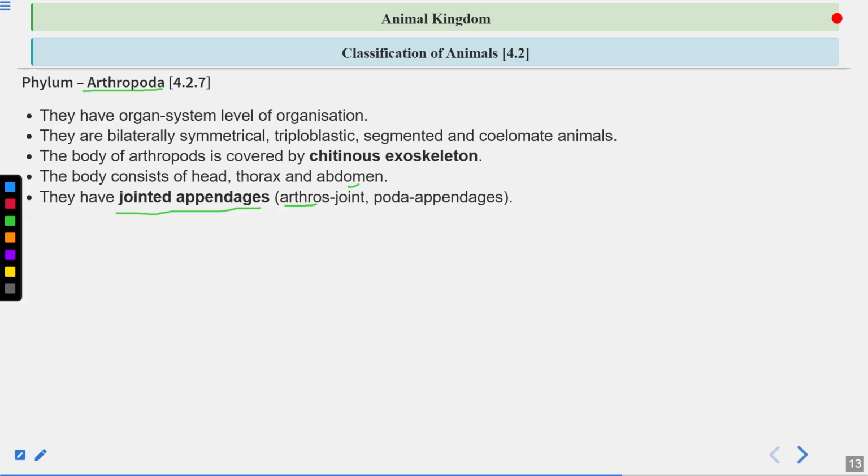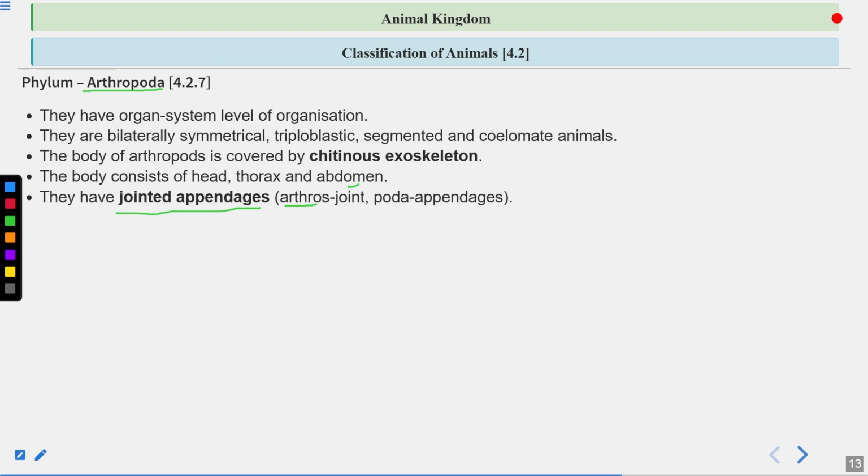Orthopedic surgeon, what do they do? They take care of our joints, right? So from there, the ortho word is coming, and that is related to the joint. Poda means appendages.